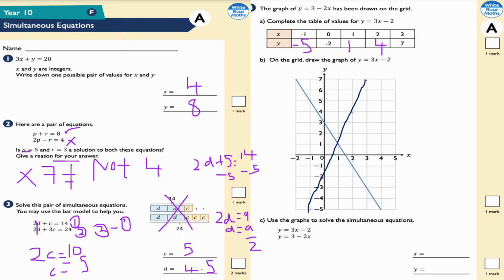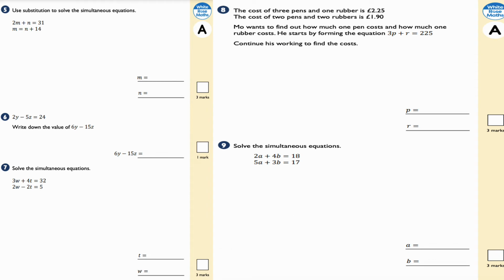Part C. Use the graph to solve the simultaneous equations y equals 3x minus 2 and y equals 3 minus 2x. Well, it's the intersection, isn't it? It's where they intersect. x equals 1 and y equals 1. Okay, and they're the solutions to the simultaneous equations. This is question number 5. Use substitution to solve these simultaneous equations. 2m plus n equals 31, m equals n plus 14.